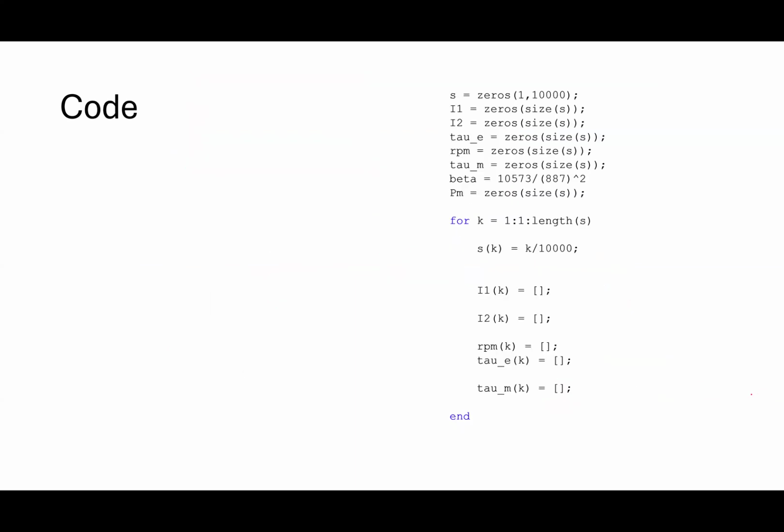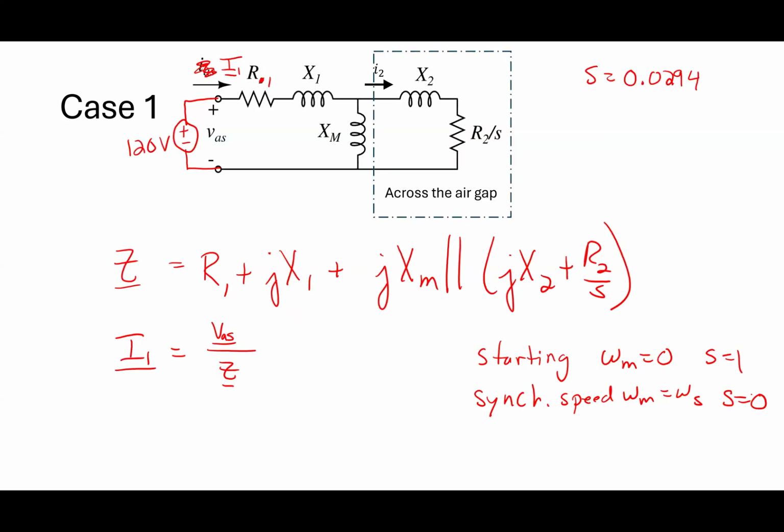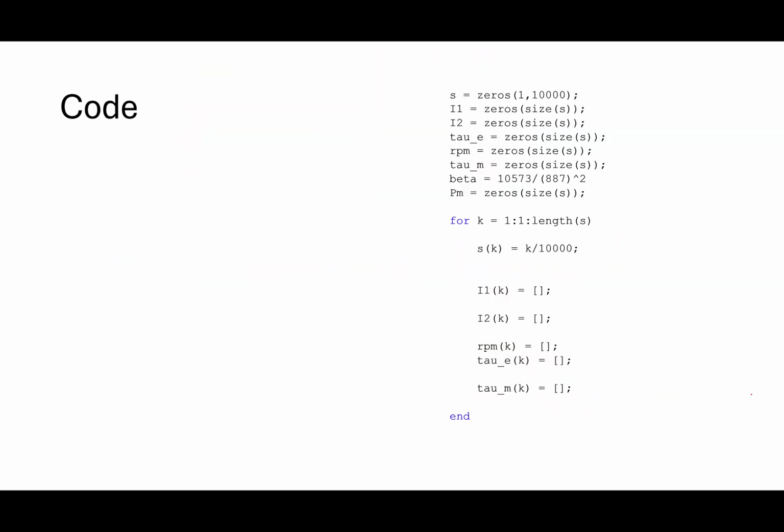The question I anticipate once you get to the last problem on the homework is you're going to look at this and be like, what did he do? What the heck is this thing? Well, I ask you to generate the curves that I showed right here, like the torque electrical and the torque mechanical. I'm basically asking you to generate those curves. So what does this code do? I'm asking you to go through and figure out I1, I2, RPM, tau electrical, tau mechanical. So what am I doing up here?